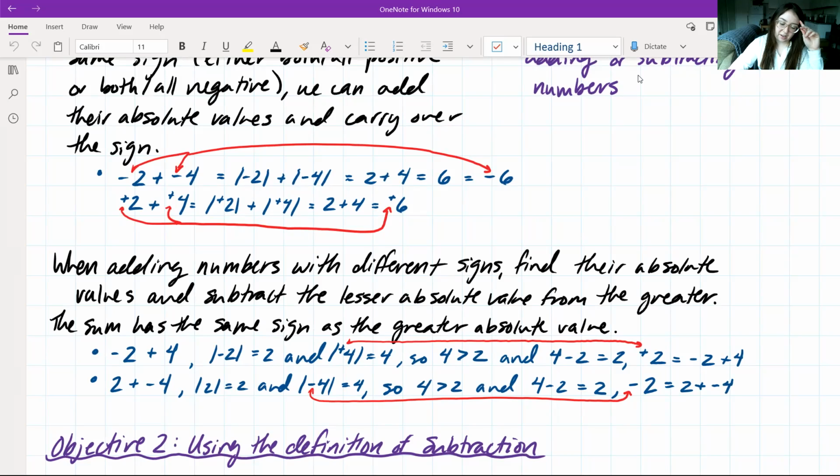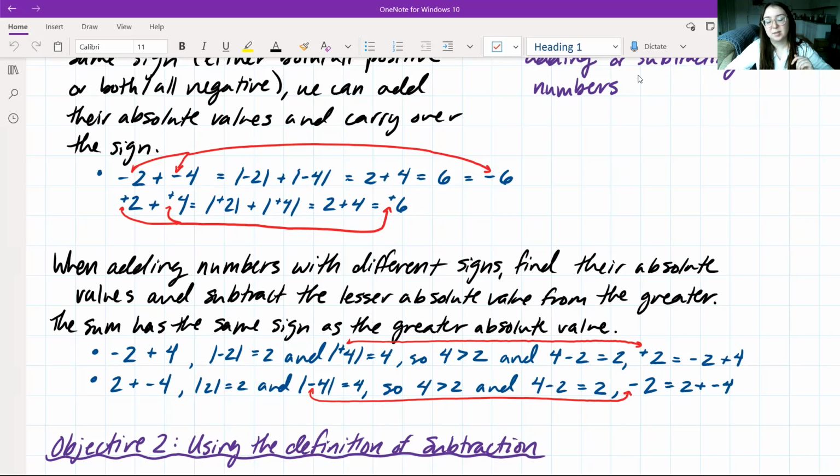So for example, if we had -2 plus 4, the absolute value of -2 is going to be 2, and the absolute value of +4 is going to be 4. Since 4 is greater than 2, we subtract the 2 from the 4. So then we have 4 minus 2 is equal to 2. And so we have +2 because our sum has the same sign as our greater absolute value. And our greater absolute value in this case was +4. So our final answer is +2.